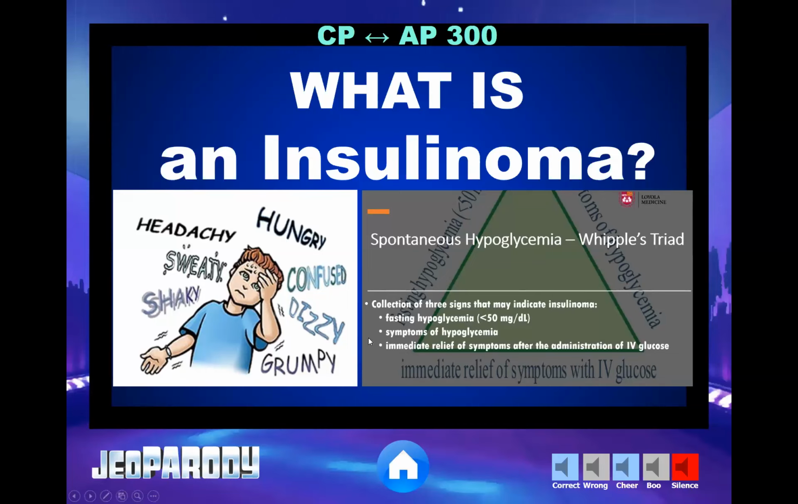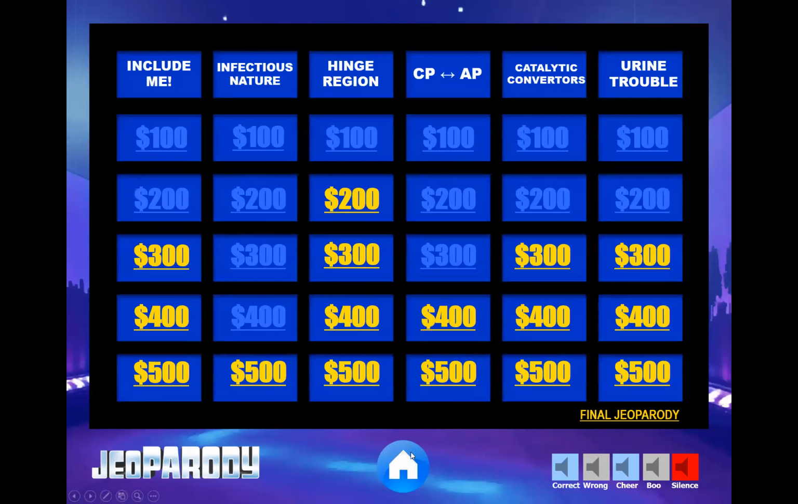So Whipple's triad, know your signs and symptoms of hypoglycemia. And again, it's a very common functional tumor, which means it's producing a hormone that is functional. So it has immediate and spontaneous actions without having negative feedback and without having any other clinical manifestations that could point to an underlying cause. Good recollection there. So Tiara, give yourself 300. What's next?